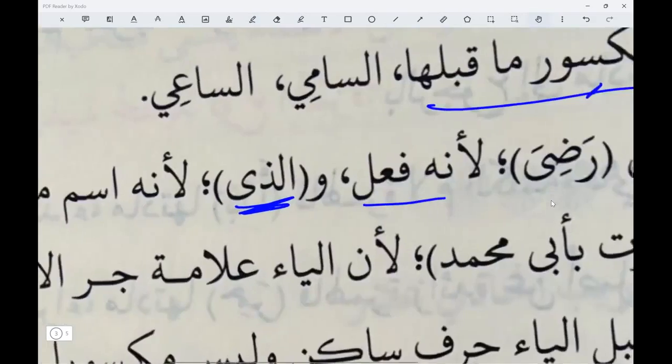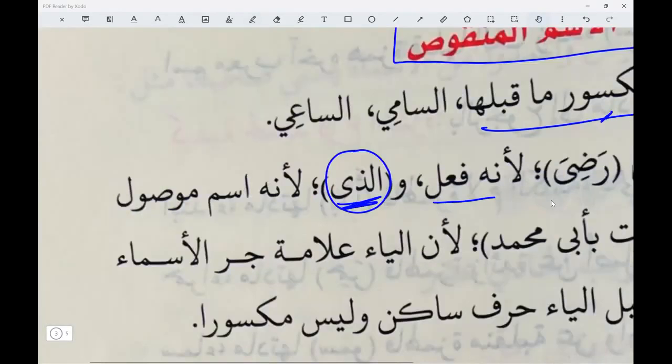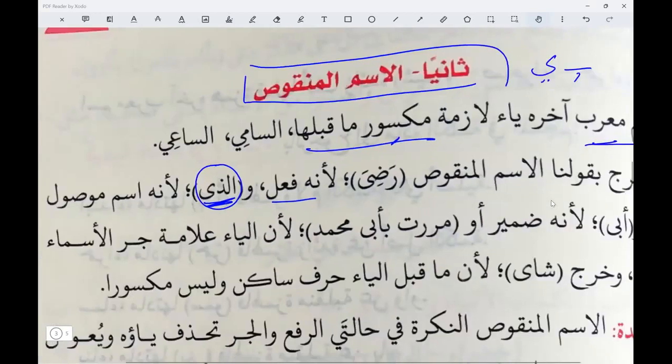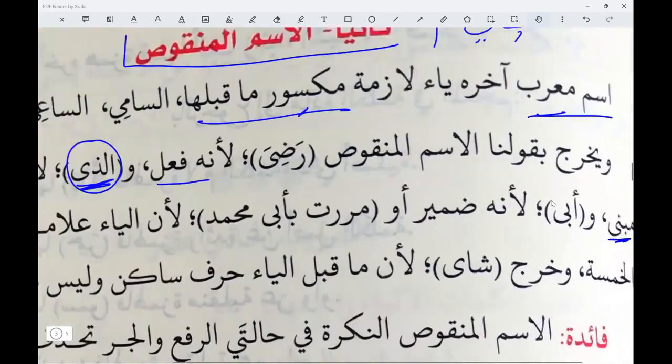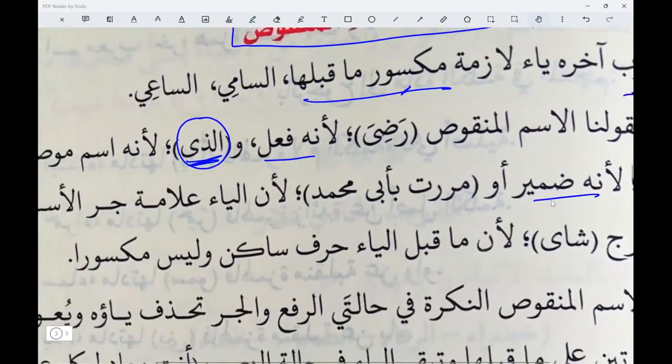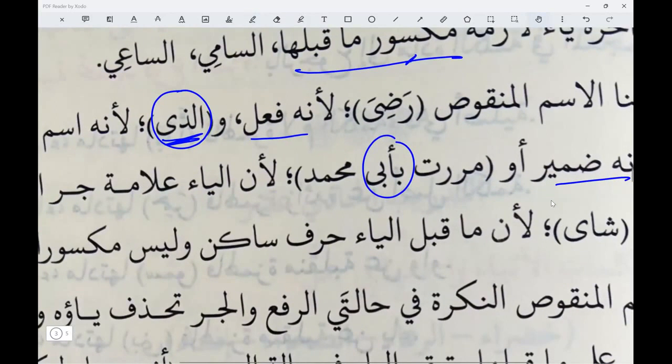At this point, if you don't remember your mabni list, I gave you some of the list. I told you it's not complete, but at least this one falls under that. Ismul mawsul is what? It's mabni. Ismul ishara is mabni, right? Dama'ir is mabni. We gave you a few lists. So because it is mabni, we don't call it ismun manqus. You understand? Then what did he say? Okay, so you understand this is not that important because here's Abi. Abi is when you say my father.